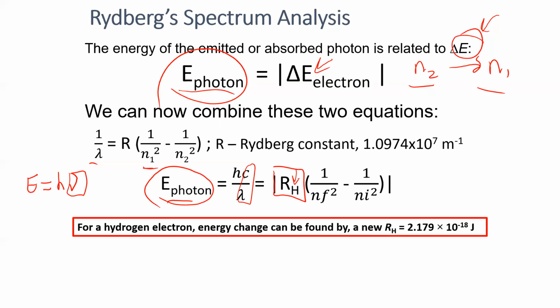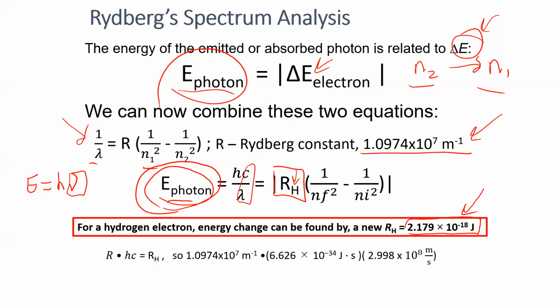So how do we get that change? Well, we come up with a new RH, a new constant. So instead of this Rydberg constant, if we want to do it in terms of energy as opposed to the reciprocal of wavelength, it's 2.179 times 10 to the minus 18 joules. Now in your book, this is the more common calculation. However, if you were in lab, you would be using this.